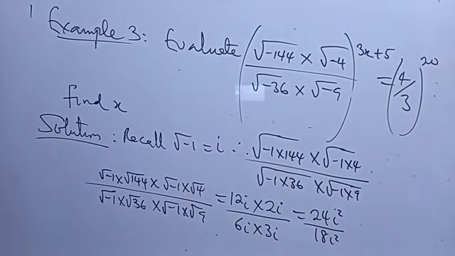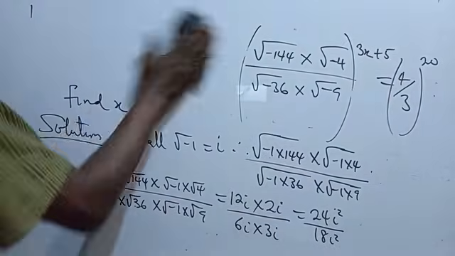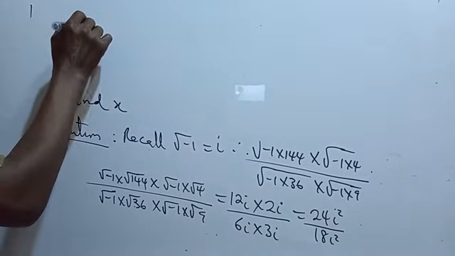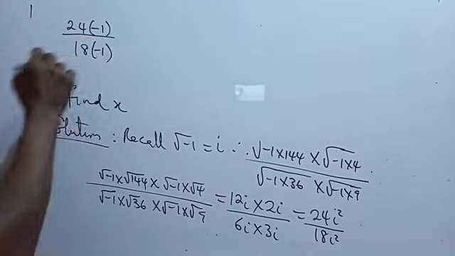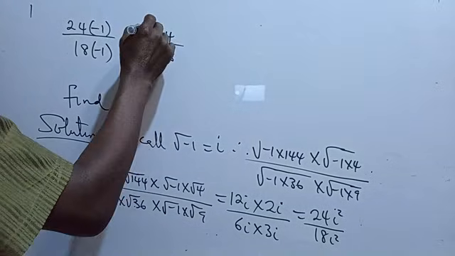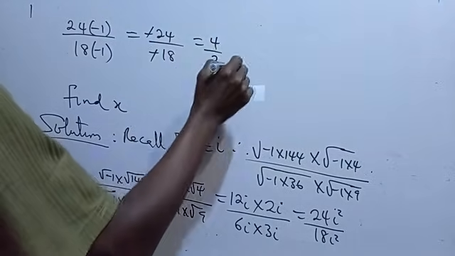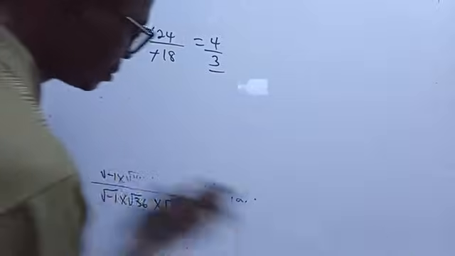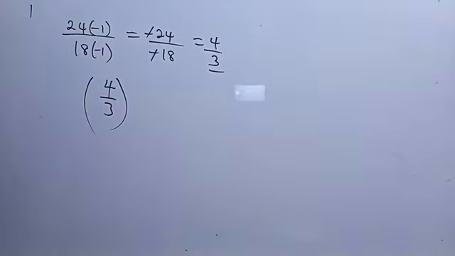Fine. Don't forget, we have only done this part and nothing else yet, so I can clean it and come back to that later. So that implies 24 times -1, because i squared is -1, all over 18 times -1, which is -24 all over -18. This cancels this. 6 here goes 4 times, 6 here goes 3 times. So the left-hand side is now equal to 4 over 3, the old value in the bracket.